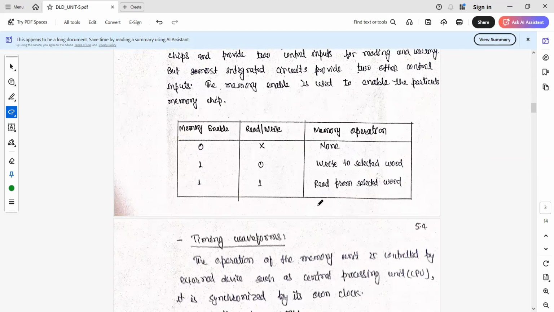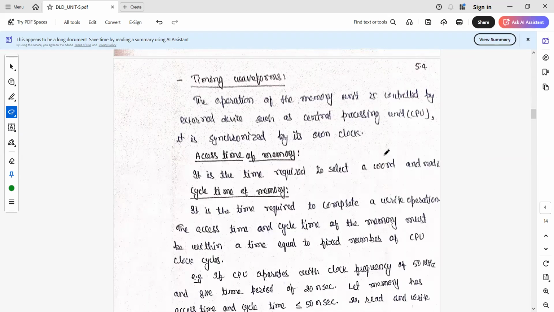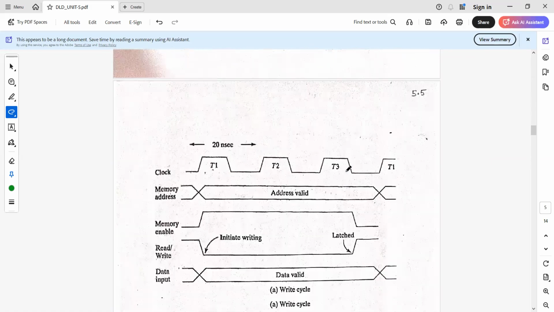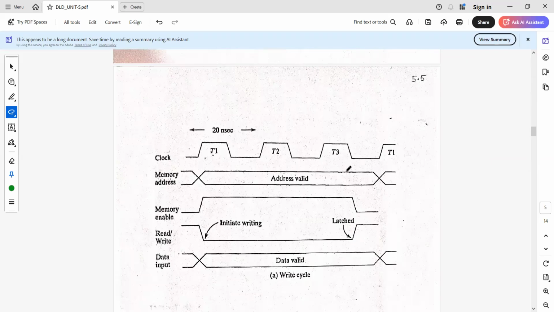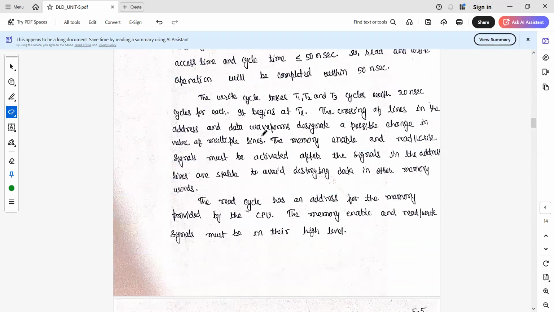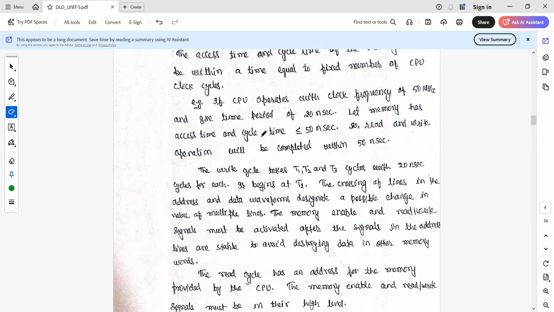So we have to see how we are performing the write operation. Here we have timing waveforms, and that also can be useful. The time period of this timing waveform depends upon the processor. As per the processor, what is the frequency, what is the time period, as well as when we are going to perform the write operation, how many cycles it is going to take. That depends upon the processor.